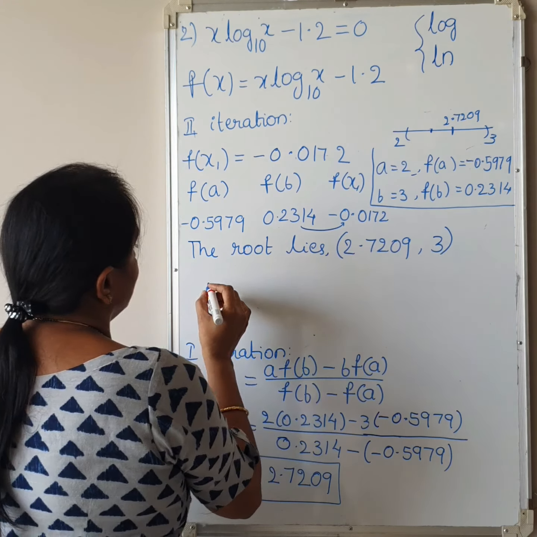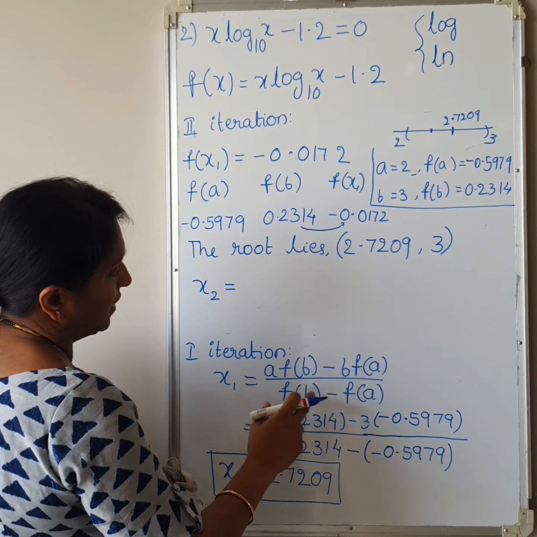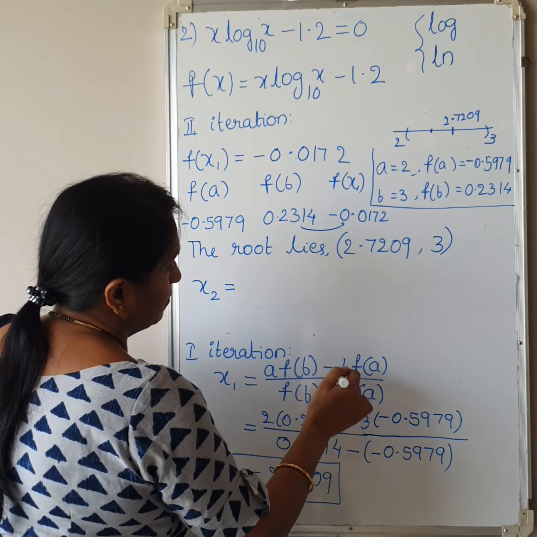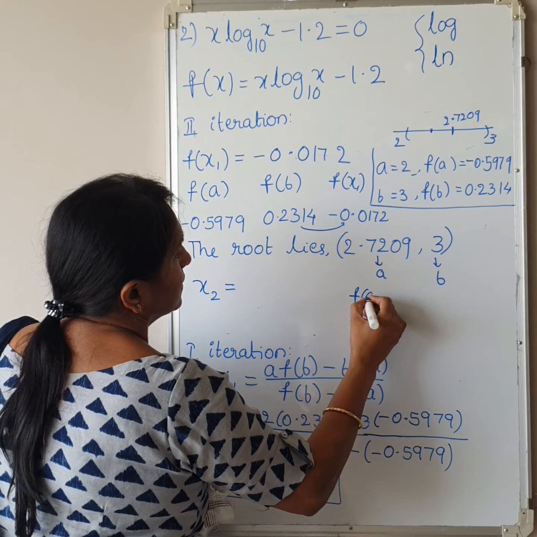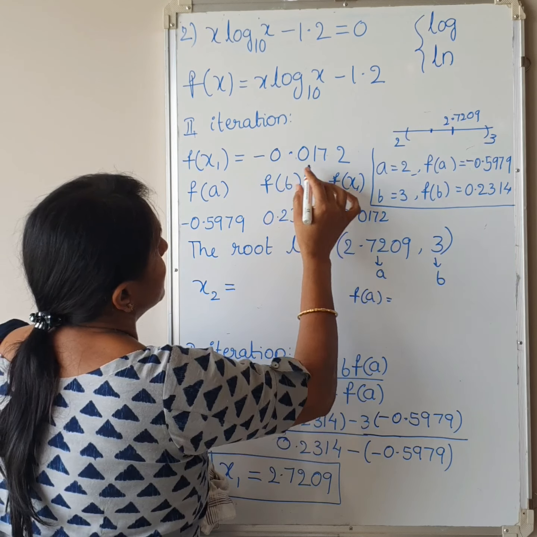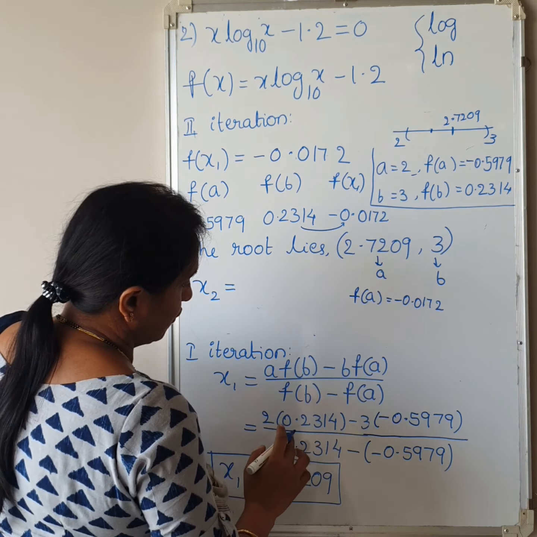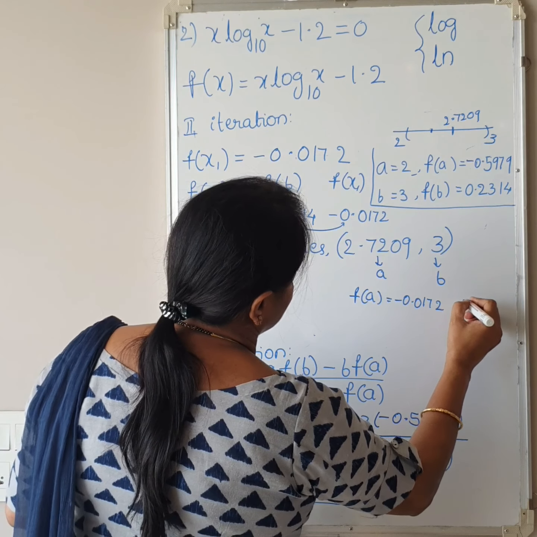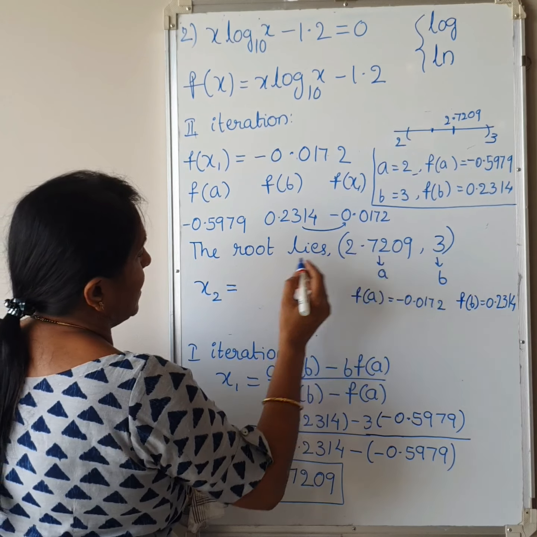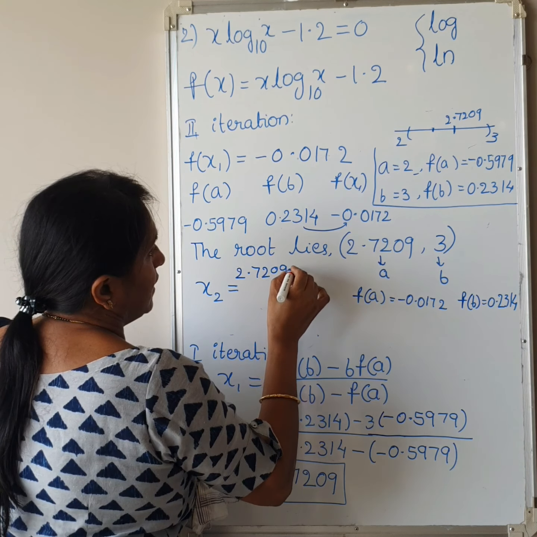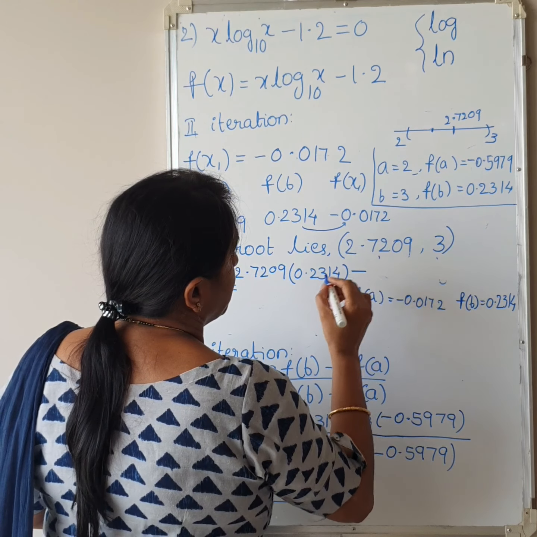Next we will find out the new root, that is x2. So x2 is equal to A f of B minus B f of A divided by f of B minus f of A. That is the same formula. So this is A, this is B. A f of B, and f of A, that is f of 2.7209, is minus 0.0172, and f of B, that is f of 3, is 0.2314. Now we'll find out x2. x2 is A, that is 2.7209, f of B 0.2314, minus B is 3.